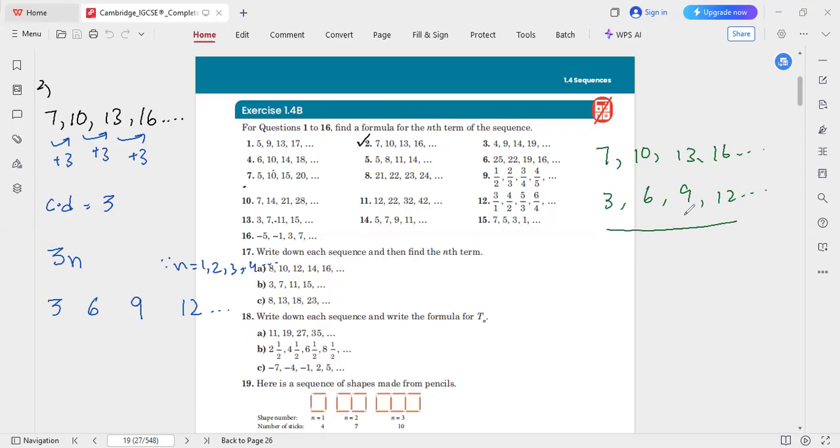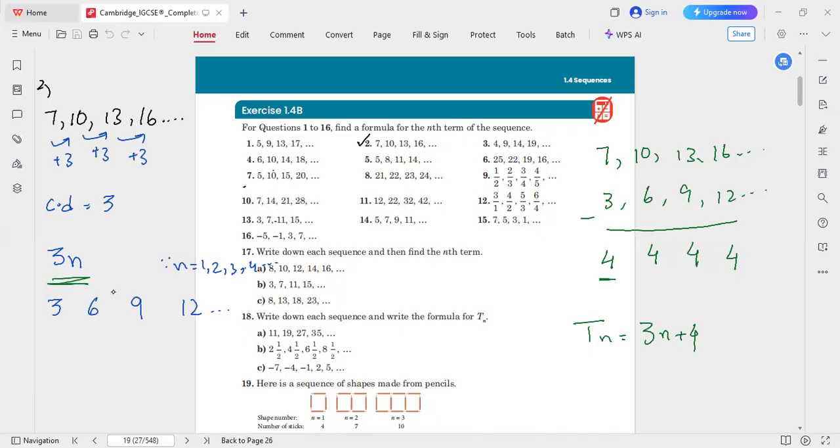So we are going to subtract them again. So 7 minus 3 is 4, 10 minus 6 is 4, 13 minus 9 is 4, 16 minus 12 as well is 4. So the nth term of the sequence is 3n plus 4. Okay, so this is basically one of the easiest ways to find the nth term of the linear sequence.